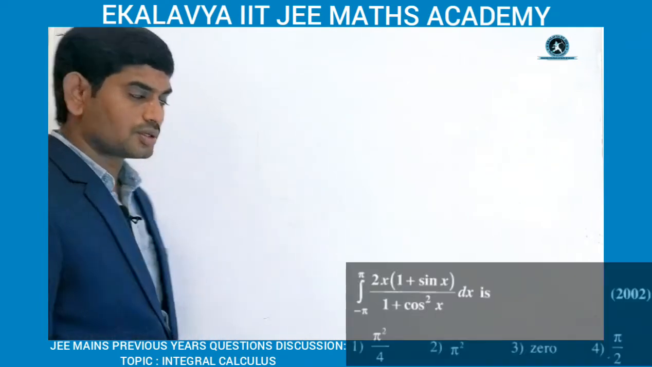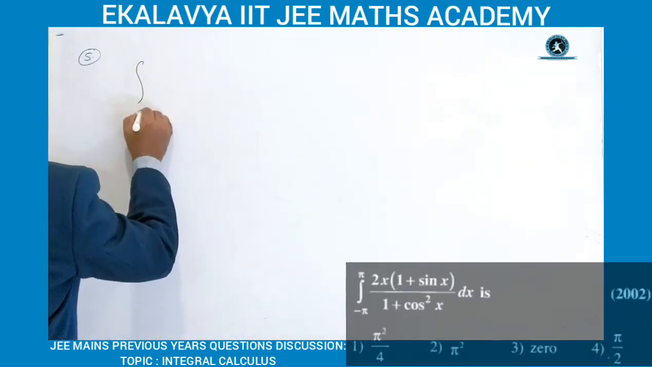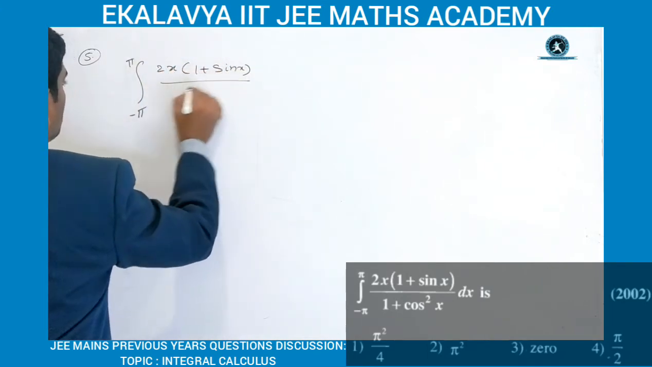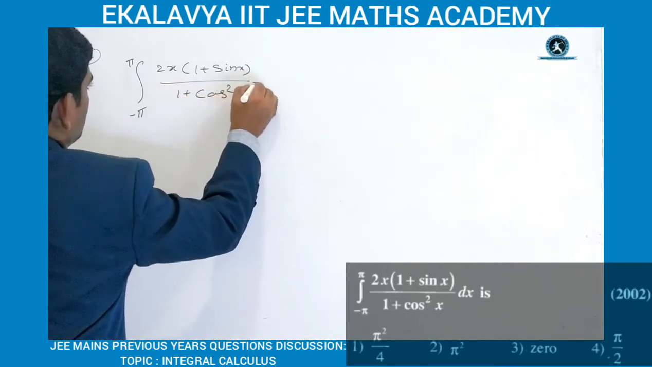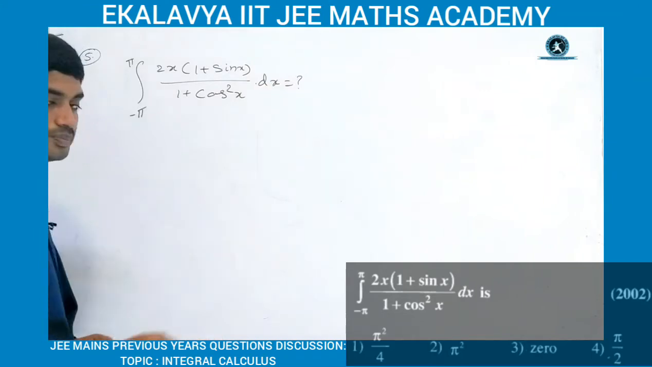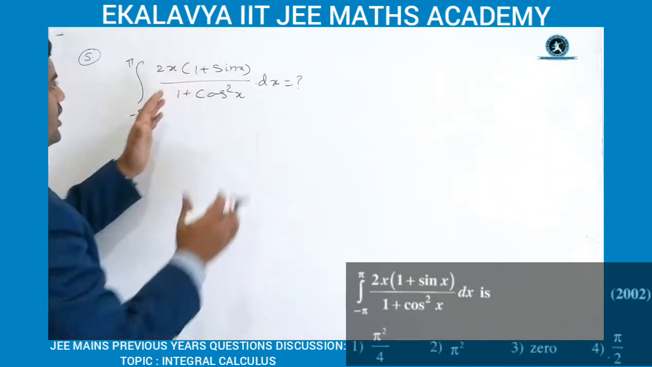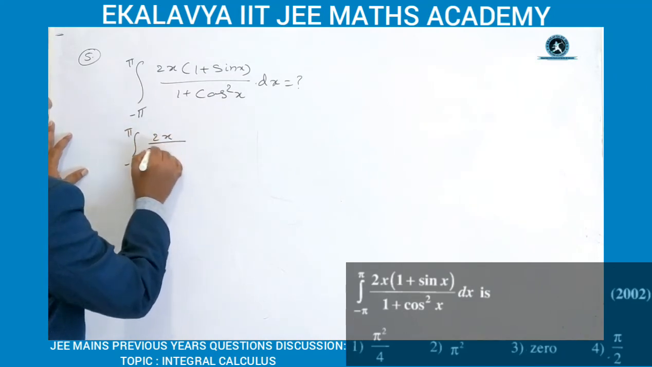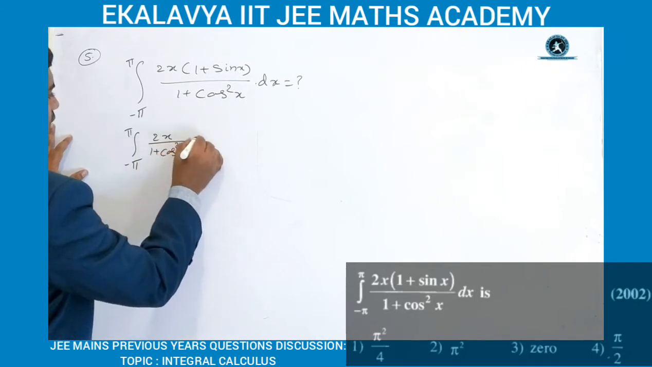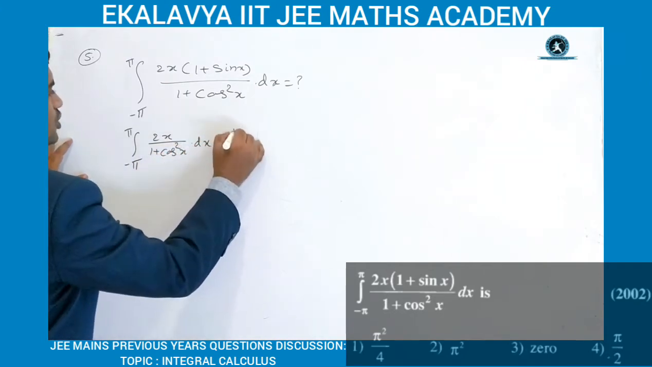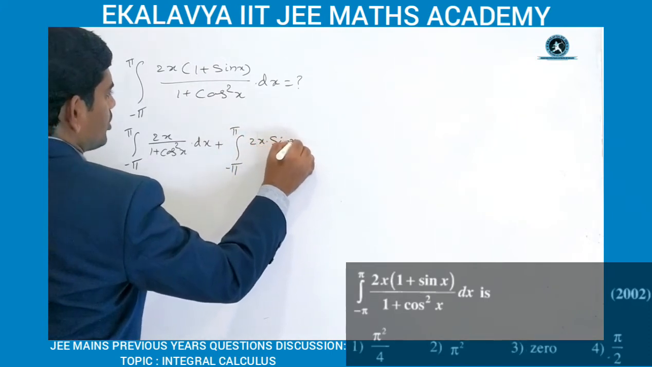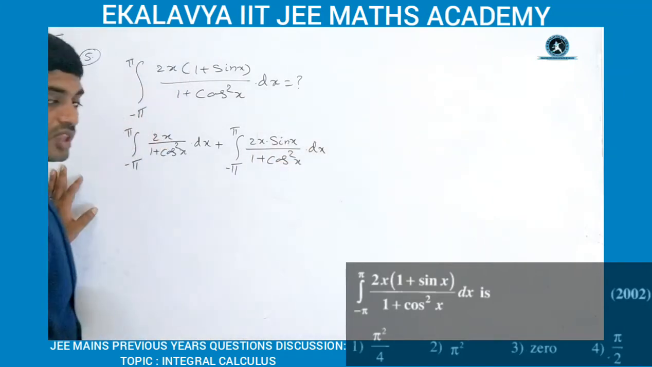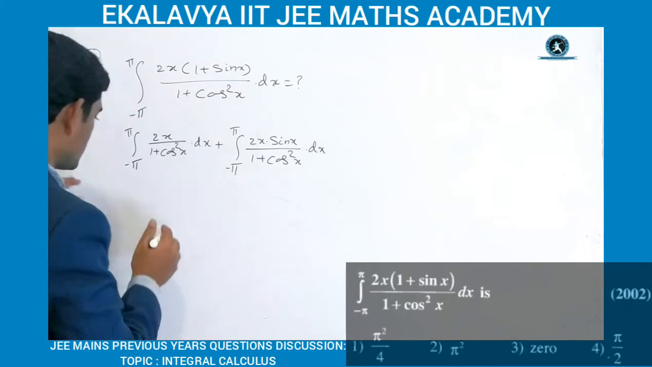So the next problem is integration of minus pi to pi of 2x into (1 plus sin x) upon (1 plus cos square x) dx is equal to dash. So now I am splitting this integral as integration of minus pi to pi of 2x upon (1 plus cos square x) dx plus integration of minus pi to pi of 2x into sin x upon (1 plus cos square x) dx. So now we have some important properties here.